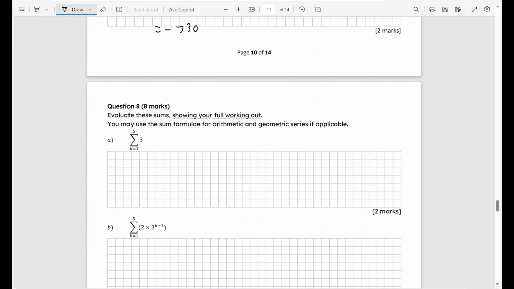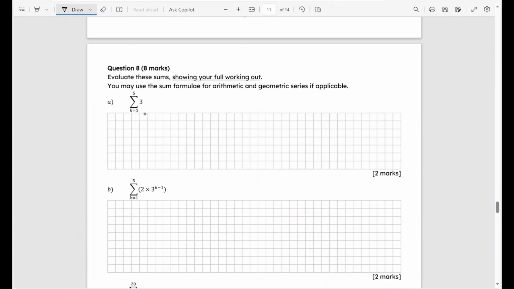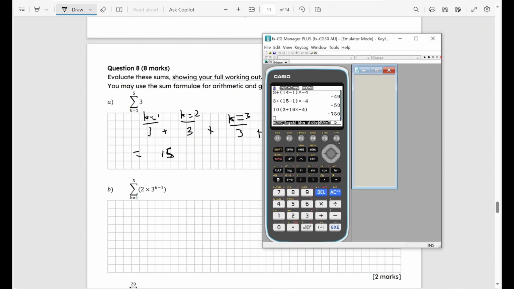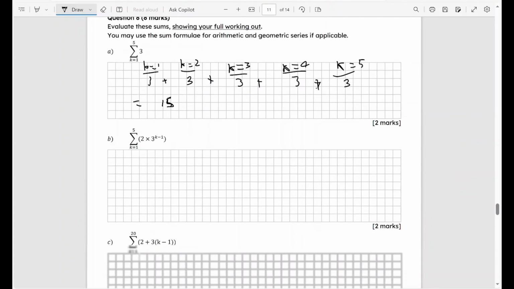All right, cool. Validate these sums. k equals 1, this is 3. k equals 2, this is 3. k equals 3, this is 3. k equals 4, this is 3. And k equals 5, this is 3. The whole thing's 15. Now, I want you to make sure that you're doing the sums on your calculator as well, and just double checking. So this is 3, and we're looking at x equals 1 all the way up to 5. Done.